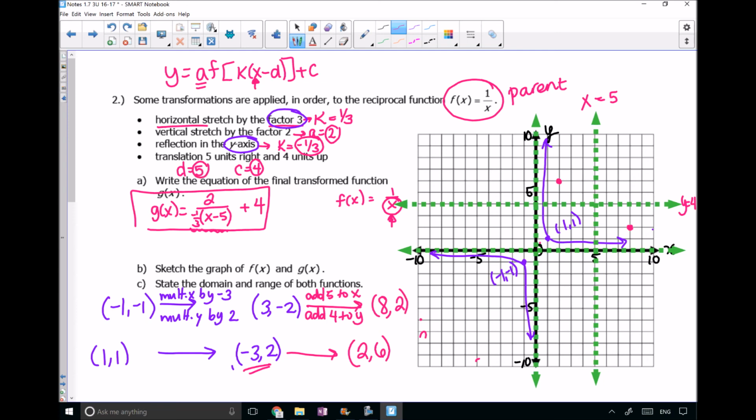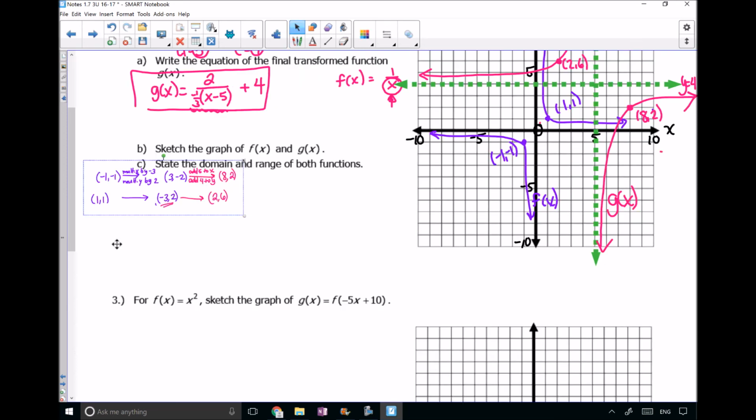Okay? And if you remember, this piece that's decreasing right here is now going to be on the other side of my asymptote. So my graph is actually going to end up looking as follows. Okay, and then this piece that's decreasing over here is actually going to be on the other side of my asymptote and increasing because it reflected. So this is what my other graph is going to look like. We have this critical point of 8, 2, and then we have this critical point of 2, 6.